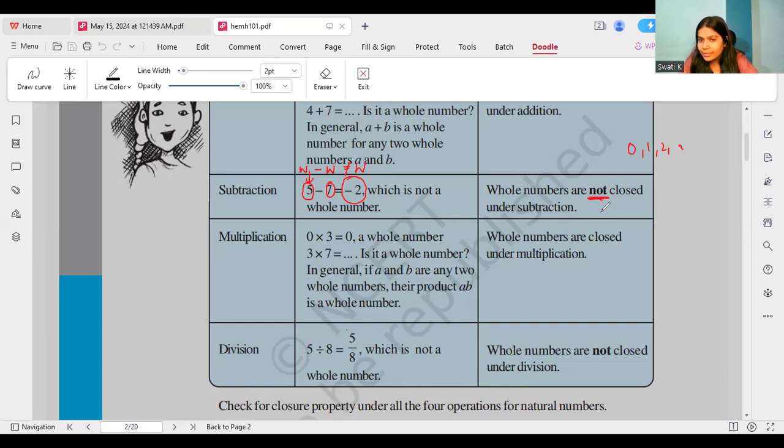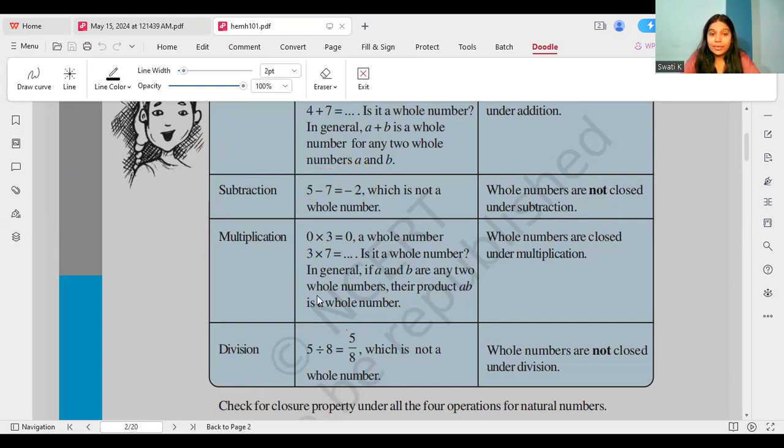Now you may ask that if I take 10, which is a whole number, and 5, which is also a whole number, then 10 minus 5 is 5, which is a whole number, so why is it not true? Yes, it is true here. But I am able to give one counter example, where it is not true, which we could not give in the case of addition. That is why whole numbers are not closed under subtraction. Okay, I hope that is clear.